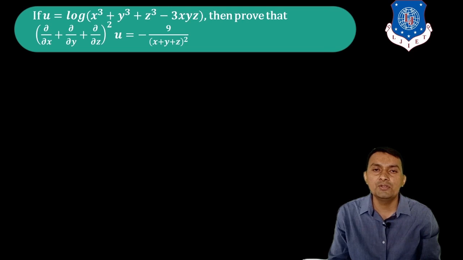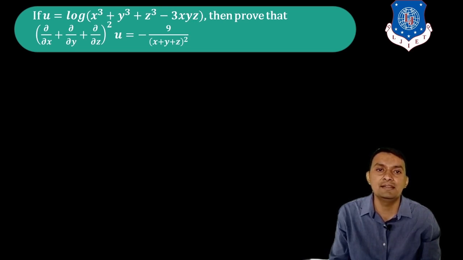In this video, we are going to discuss more examples which are based on the partial derivative. So let us see the first question. If u is equal to log of x cube plus y cube plus z cube minus 3xyz, then prove that (del by del x plus del by del y plus del by del z) raised to power 2 of u is equal to minus 9 divided by (x plus y plus z) square.